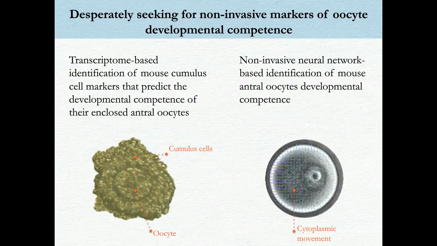The slides that follow will focus on two attempts we carried out to identify non-invasive markers that may distinguish the two types of oocytes. I'll first describe our work on the cumulus cells surrounding the oocyte, and then I'll show you our microscope observation of the oocyte cytoplasm movements occurring during maturation.